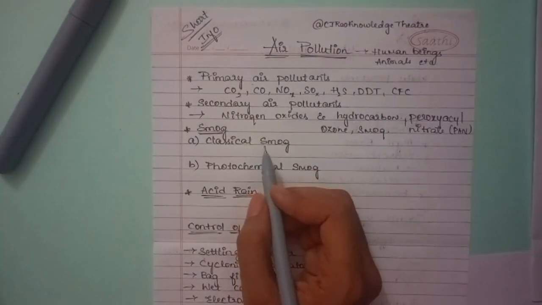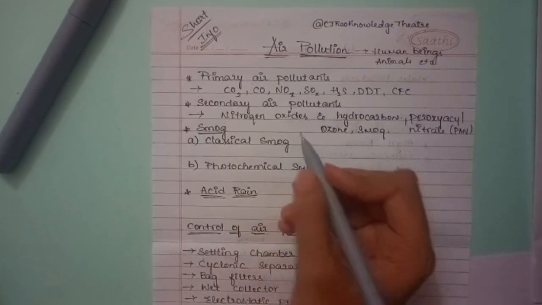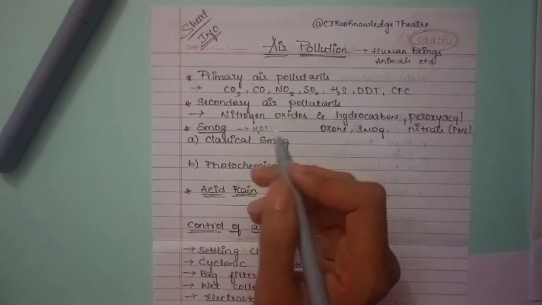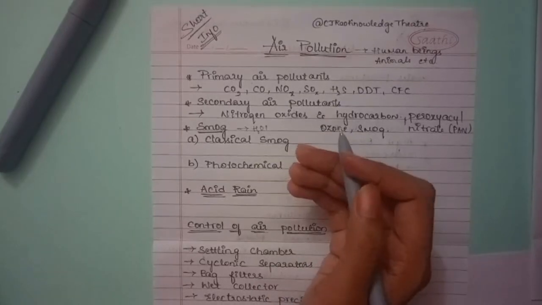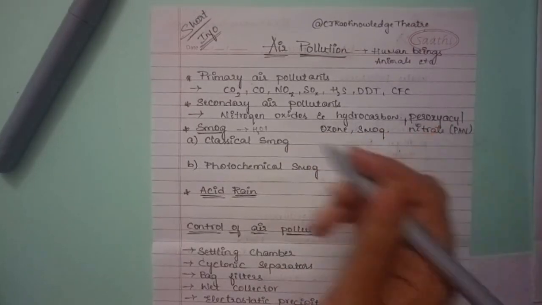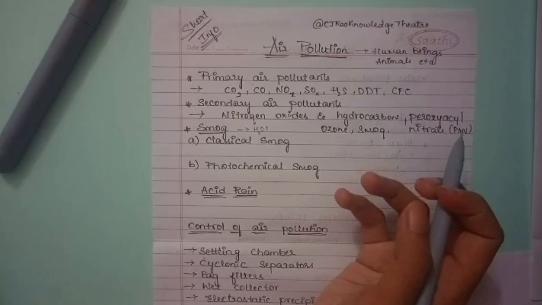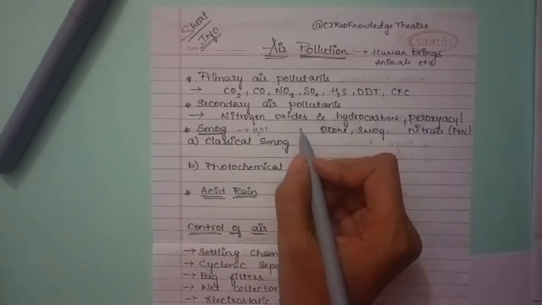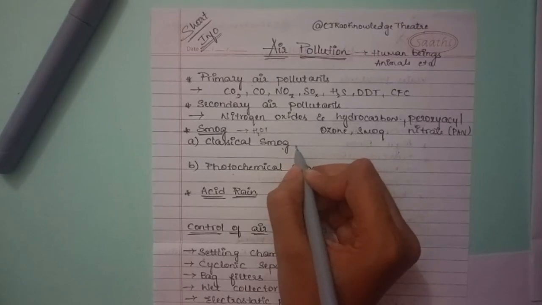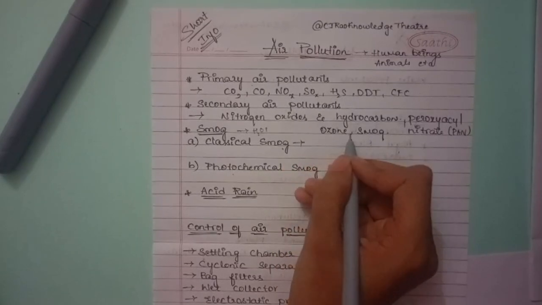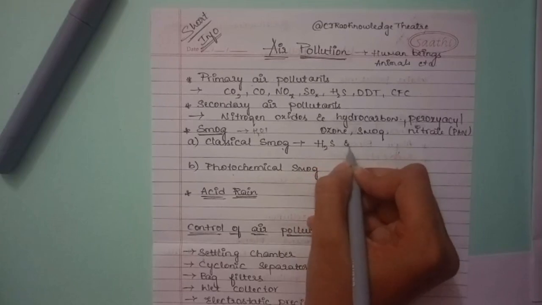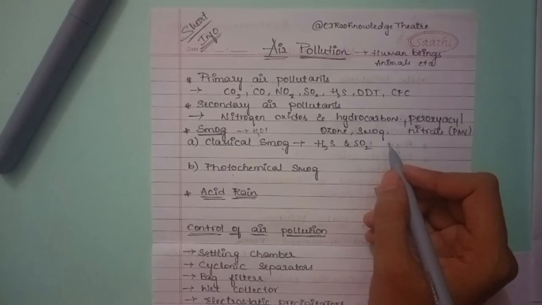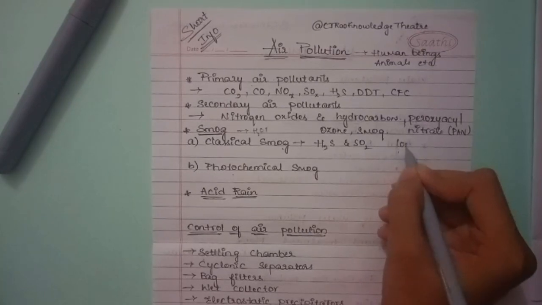Next, coming to smog. Smog is a dark or opaque fog formed by the condensation of water vapor with dust, smoke, and various gas pollutants such as NO2, SO2, etc. There are two types: classical smog and photochemical smog. Classical smog is dark brown and opaque, formed by the condensation of water with H2S and SO2 over dust or small particles at low temperatures.